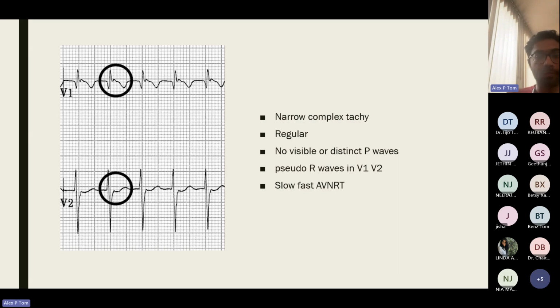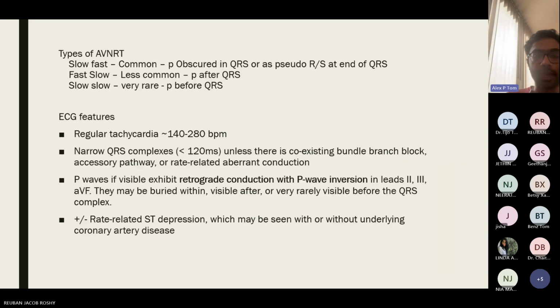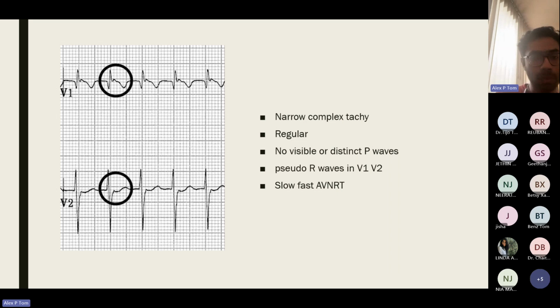So if you see a patient with high heart rate, where you can't even figure out where the P wave is, and the rhythm is a narrow, regular complex, regular rhythm, it would most likely be a supraventricular tachycardia, most likely an AVNRT. Okay. So how would you manage this?